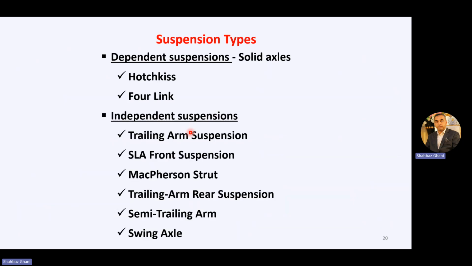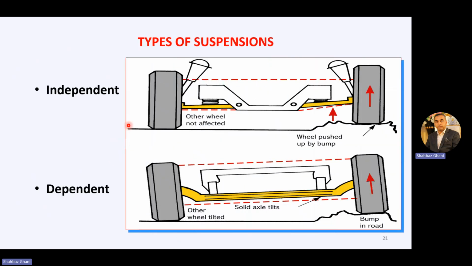Then in the second part, we have covered the suspension types. Basically, there are two types, dependent and independent. In dependent, we have Hotchkiss and four-link, and in independent, we have trailing arm suspension, short-long arm front suspension, MacPherson strut, trailing arm rear suspension, semi-trailing arm, and swing axle. So these are the independent and dependent suspension types with the figures.